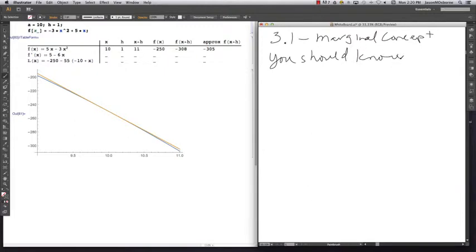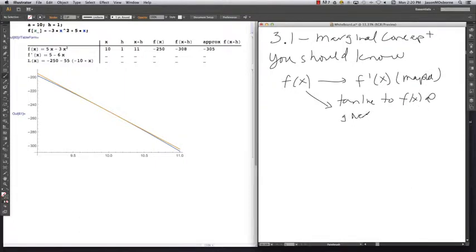You should know how to take a function f of x, and you should be able to find f prime of x. Usually that will happen with Maple. You should also be able to find a tangent line to this function f of x at a given value, which we call x is equal to a. And the formula there is clearly f of a plus f prime of a times x minus a. And we gave that a name called L of x for tangent line, right?